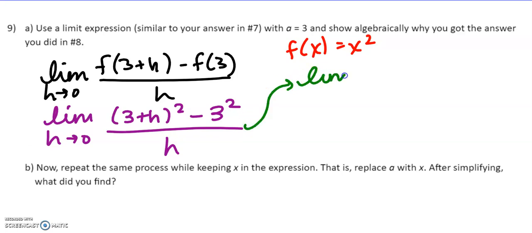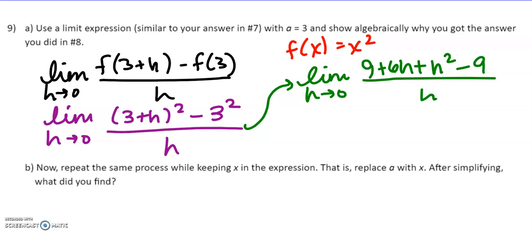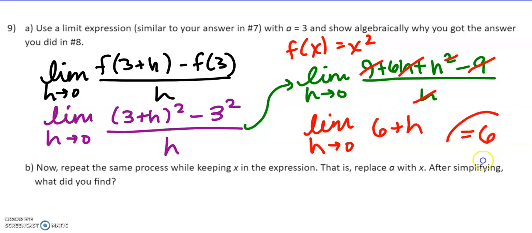So I'm going to have the limit as h approaches 0 of 9 plus 6h plus h squared minus 3 squared, which is definitely 9, all over h. Doing some cleanup work, our 9's are going to cancel, and h is going to cancel, so I'm left with the limit as h goes to 0 of 6 plus h, which really will be equal to 6.